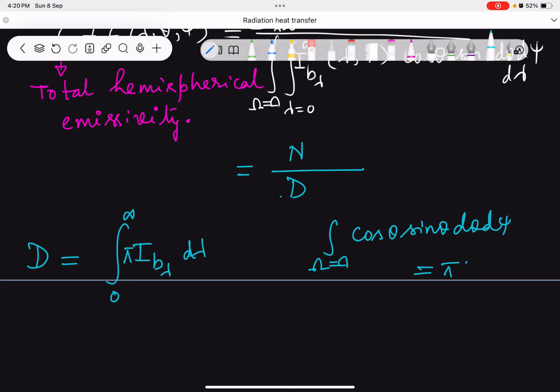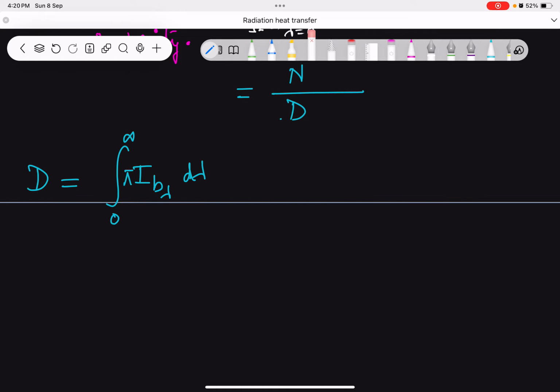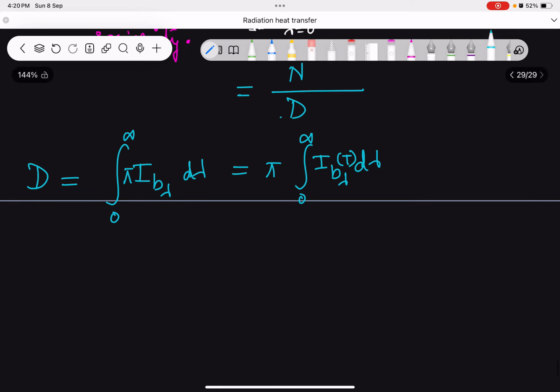In the previous video I made a mistake of not putting this cos theta everywhere, but I have also rectified that mistake in the previous video, right? So that means this actually becomes pi into this much, I_B lambda, obviously at a particular temperature. This I_B lambda is a function of lambda and T, so maybe I should write that it is a function of lambda and T, integrated over d lambda.